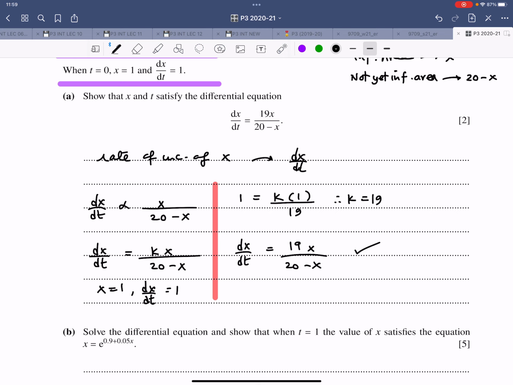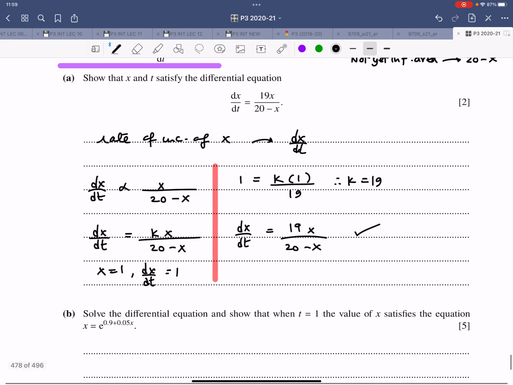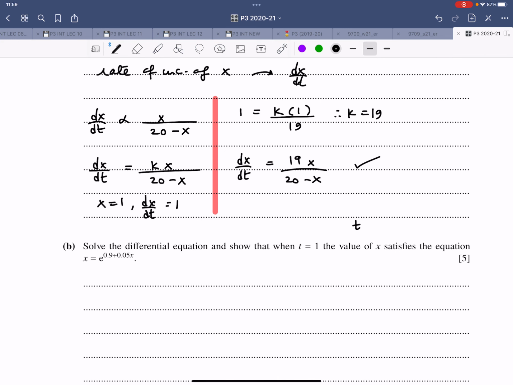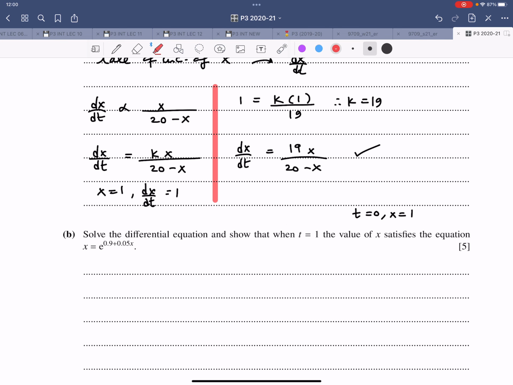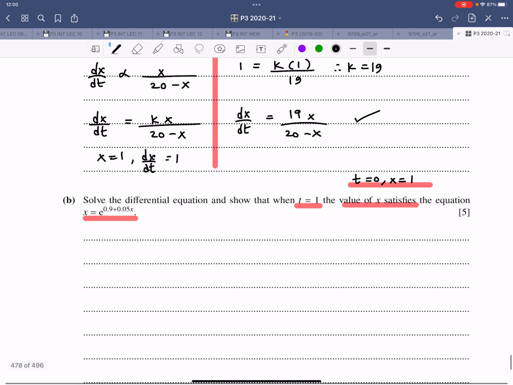Solve the differential equation. Show that when t is equal to 1... So one condition is when t is 0, x is 1. That is what we'll be needing over here. So let me highlight this, and this might be needed. And when t is equal to 1, find the value of x. The value of x satisfies this equation, such and such. Okay, let's see.